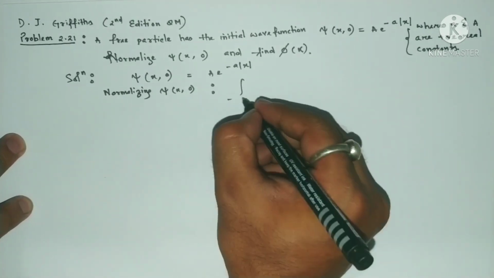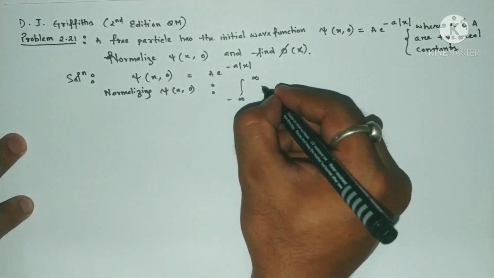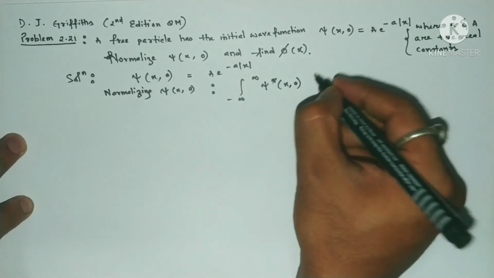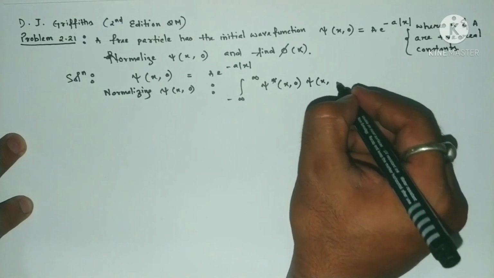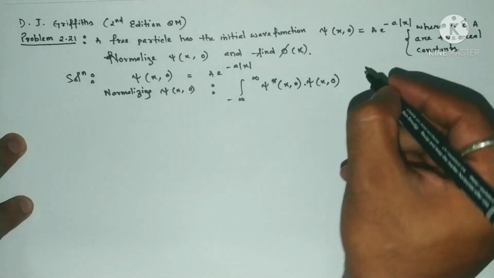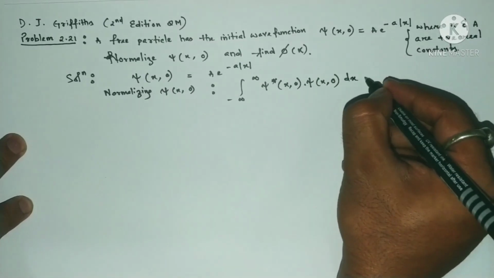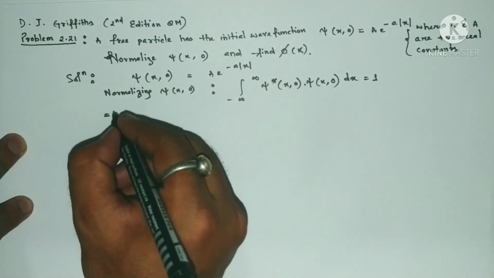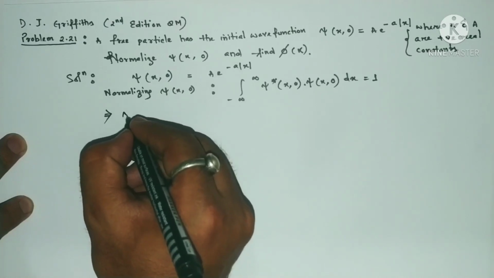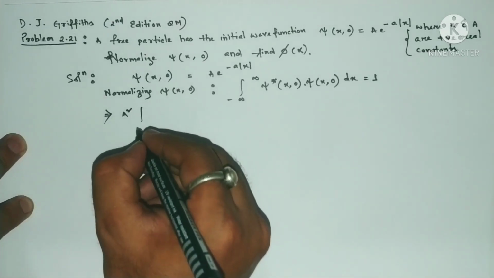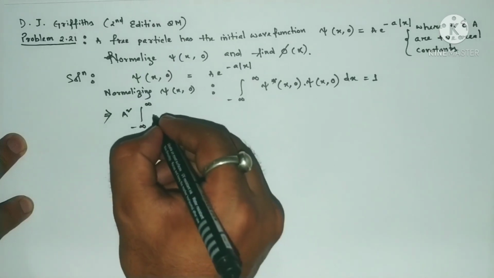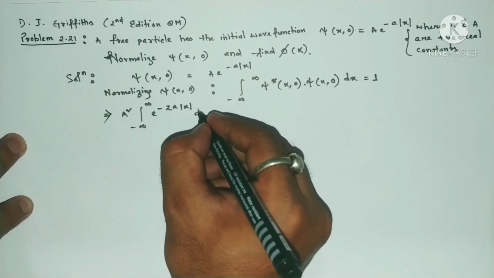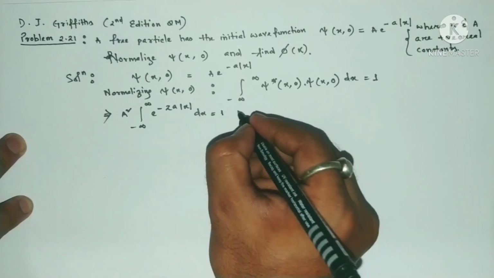the integral from minus infinity to plus infinity of the complex conjugate of psi x comma 0 and psi x comma 0, its product, dx equal to 1. So you will be getting A square, integral minus infinity to plus infinity e raised to minus 2a mod of x dx equal to 1.